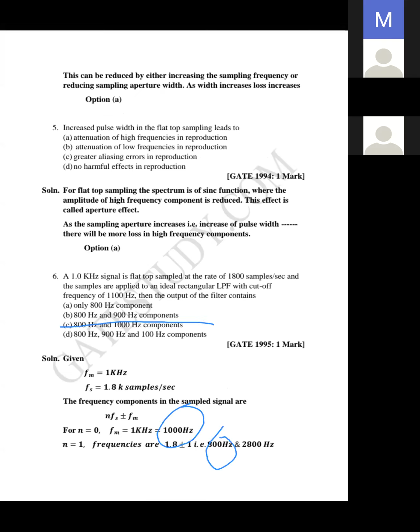So for the given message signal and the given sampling frequency, we found the other frequency components using the formula n times fs plus or minus fm. We substituted the n values 0, 1, 2, 3. Then we applied the cutoff frequency, and whatever values are available below it are the desired answer. We found that 800 hertz and 1000 hertz are the components available within the given cutoff frequency of 1100 hertz. So this is the desired answer.